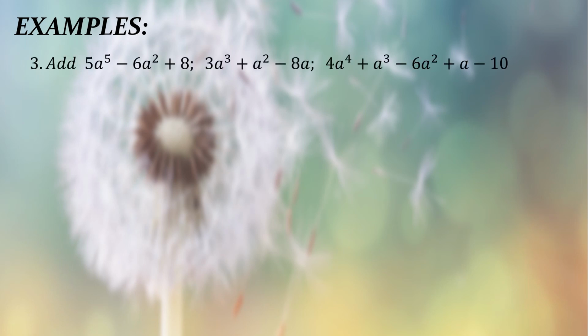Additional examples, number 3. Add 5a to the 5th power minus 6a squared plus 8, 3a cubed plus a squared minus 8a, and 4a to the 4th power plus a cubed minus 6a squared plus a minus 10. So kung mapapansin nyo dito, meron tayong tatlong polynomials. Kung kanina ay tigdadalawa lamang na polynomial, so dito, ginawa na nating tatlong polynomials. So, ganun pa rin, pagtatapat-tapatin lang natin ang magkakatulad ng exponent. So, 5 sa 5, 4 sa 4, hanggang a sa a.